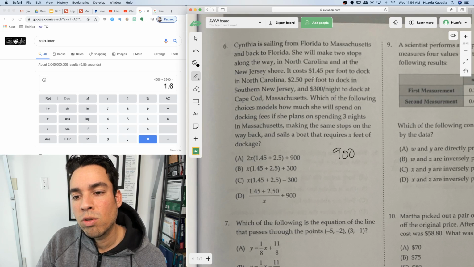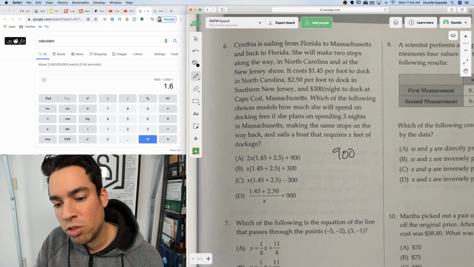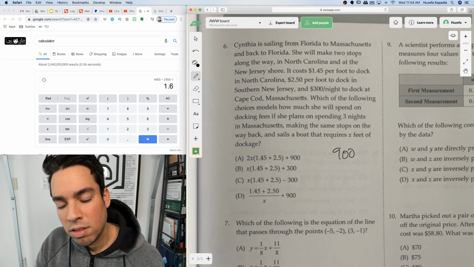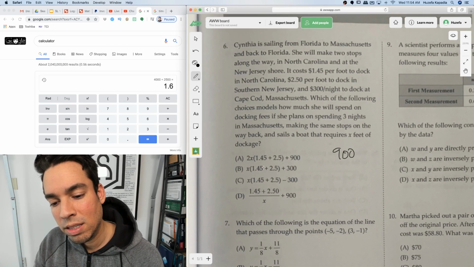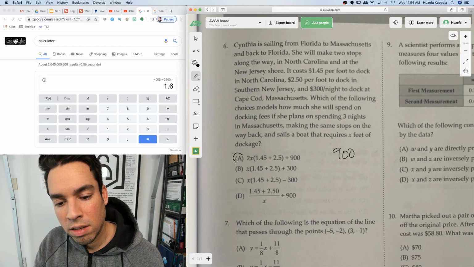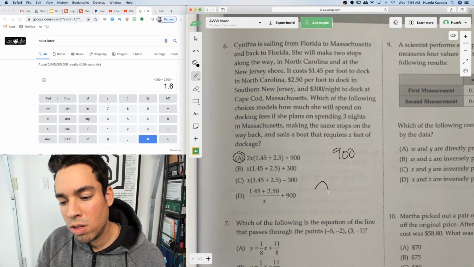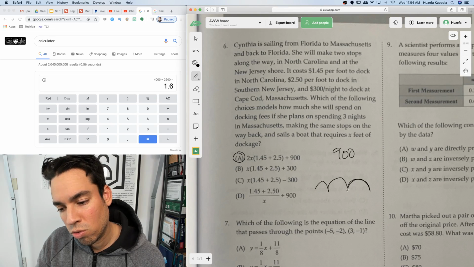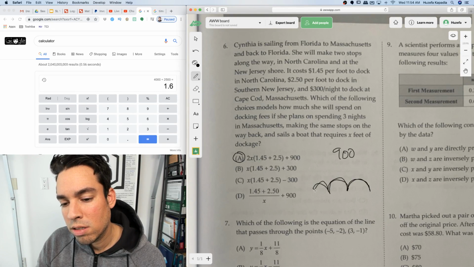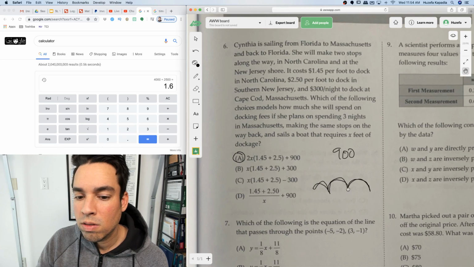Got it. Yeah. So it's 145x plus 250x times 2. We have to double it. It's this guy, because we're stopping here. It's like we're doing the North Carolina, New Jersey, then Massachusetts, then back. So we only stop in Massachusetts once for those 3 nights, and then hit those guys twice. Yeah, so it's A.